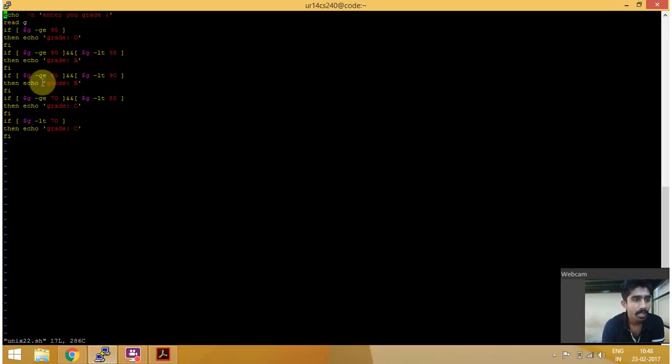grade A. Similarly, if the grade is greater than 85 and less than 90, it will print grade B. If the grade is greater than 70 and less than 85, it will print grade C. And if the grade is less than 70, then it will print grade C. Here echo means printing the value, and $G represents the value which we are inputting. LT is a less than symbol and GT is a greater than symbol. This is the if statement which I am using.